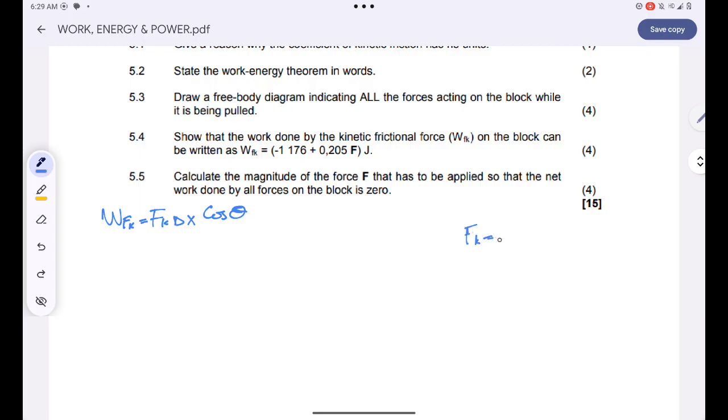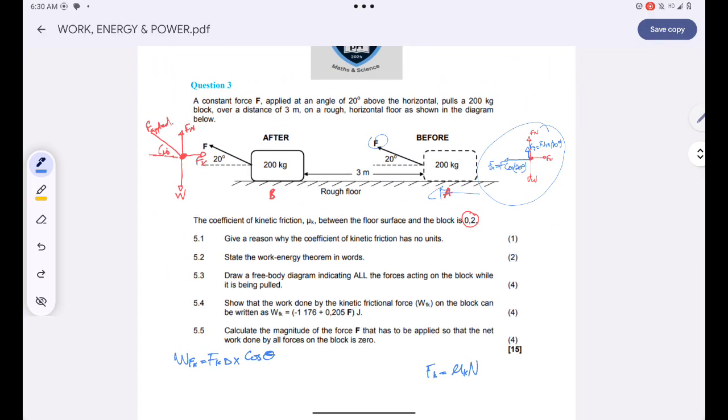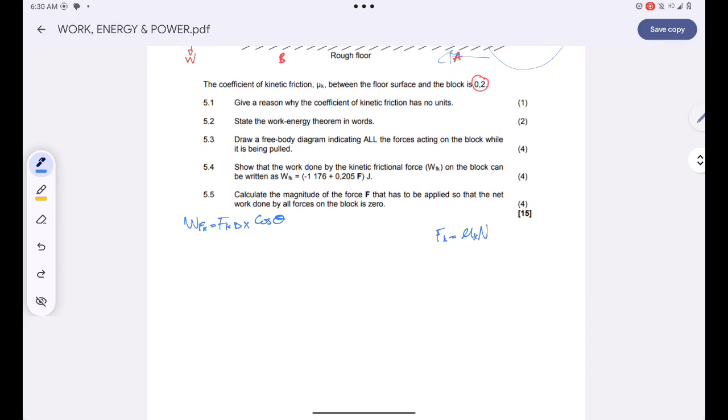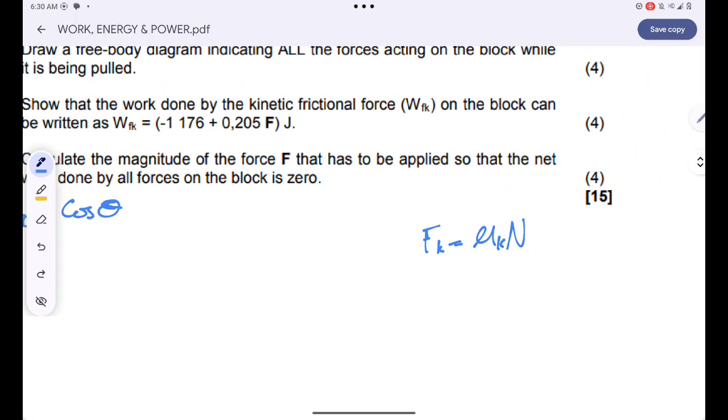Kinetic friction is equal to mu k multiplied by a normal force. What do you know about this thing? Is it moving at a constant speed or what? Okay, they never told us anything about constant speed. Okay, let's just find the frictional force first. We know that the coefficient is just 0.2.